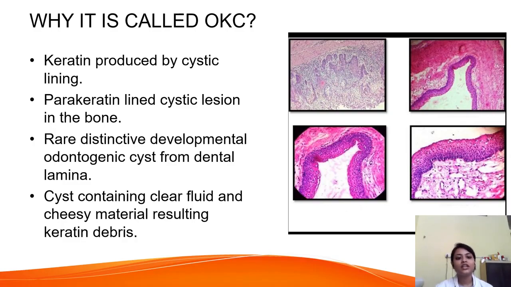So it is one of the rare distinctive developmental odontogenic cysts arising from dental lamina. The moment we find a keratin-producing cyst, we will think it is an odontogenic keratocyst. Now, if we are doing fine needle aspiration cytology, whenever we take that aspiration, we will find cheesy material. That is nothing but keratin debris. So this is also a confirmed characteristic feature of OKC.